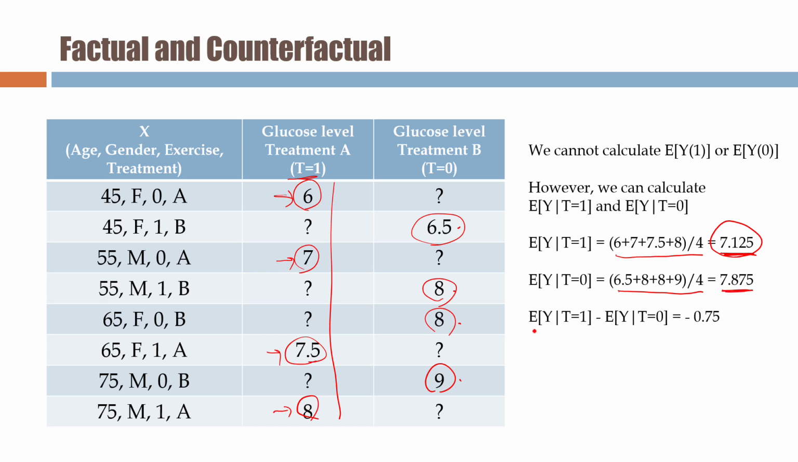So if you calculate the expected value of y given that treatment was 1 minus the expected value of y given treatment is 0, this is minus 0.75. Again, this has a causal confounding. So I don't know. Actually, it has an effect, a negative effect.